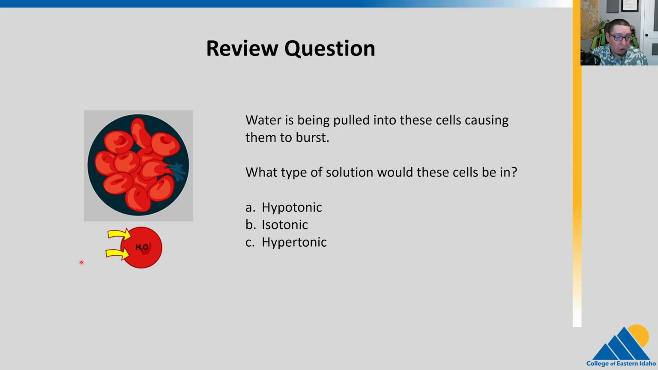All right, so the solution outside has water that's being pulled into the cell. So that would mean this is in a hypotonic solution. The liquid outside has less solute dissolved, so the liquid is trying to move into the cell to lower the concentration of the solute that's in there. That pulls the water into the cell and causes the cell to burst.